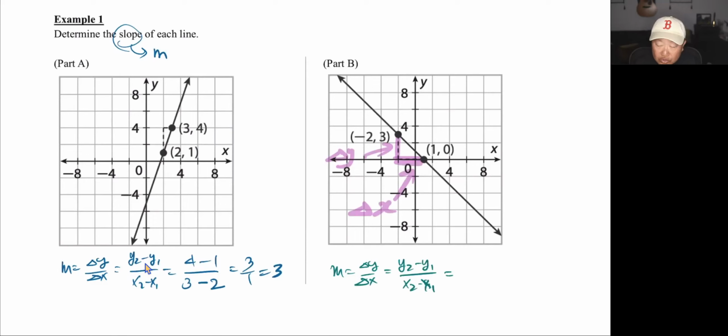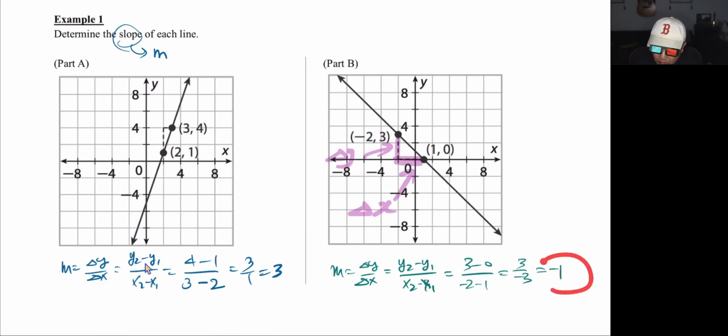So what are my two y values here? That's a 3 and a 0, right? I'm going from left to right, so you have to be very consistent about that. So that's 3 minus 0. And then from left to right, the x values are these two. Negative 2 minus 1, so that's 3 over negative 3, so my slope is negative 1.